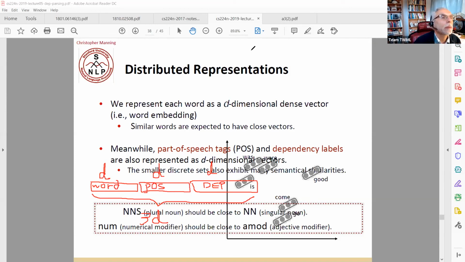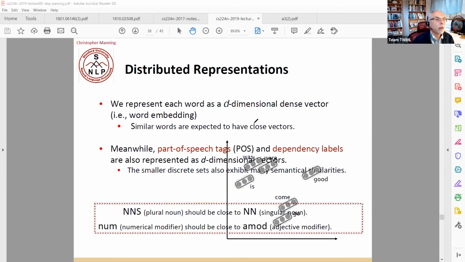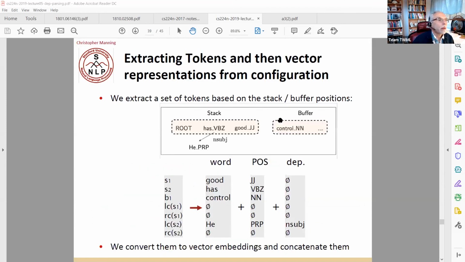Let's see. Clear all drawings. Okay. Get me back my arrow. My mouse. There we go. Extracting tokens and then vector representations. Okay, so this is back to our stack and buffer system again. Has VBS good JJ? Convert them to vector embeddings, and then concatenate them. So here's an example. Here's the word embedding, here's the part of speech embedding, and here's the dependency.